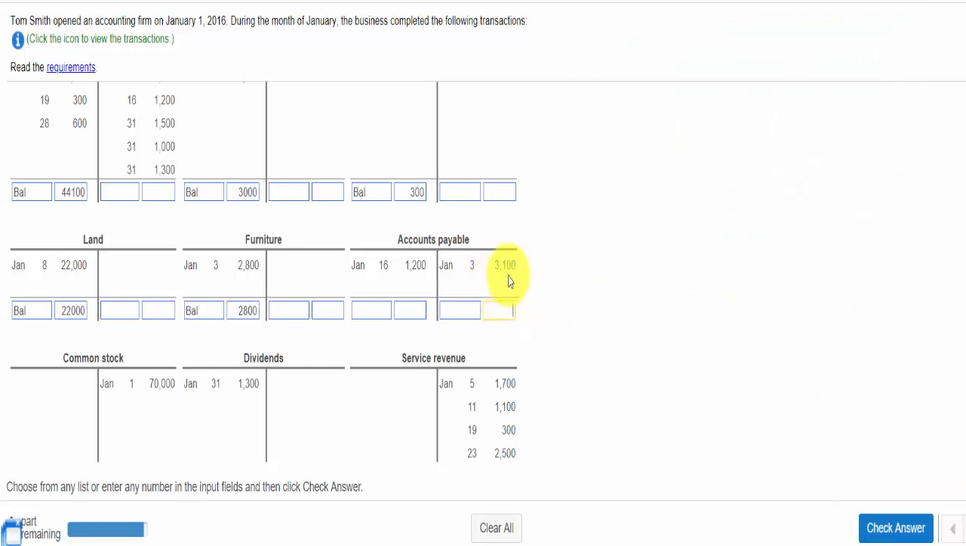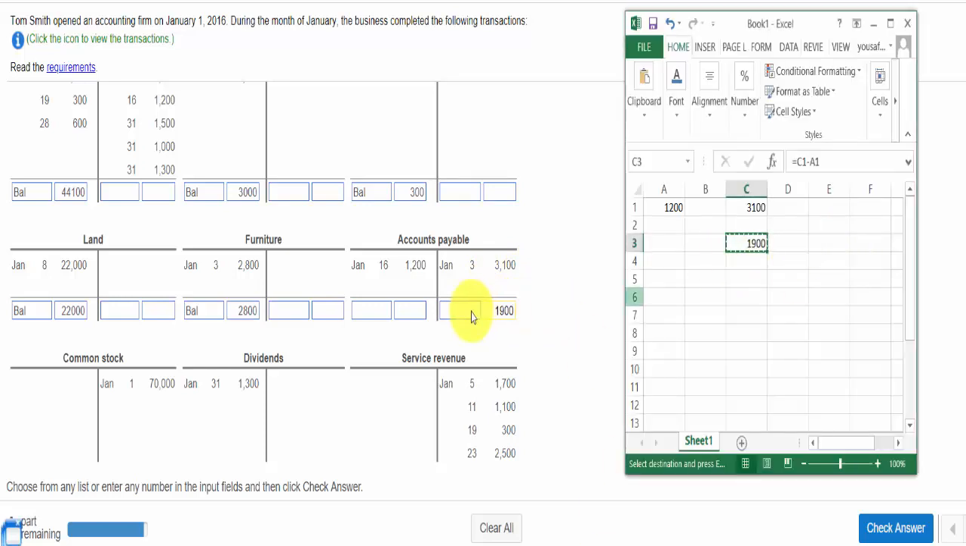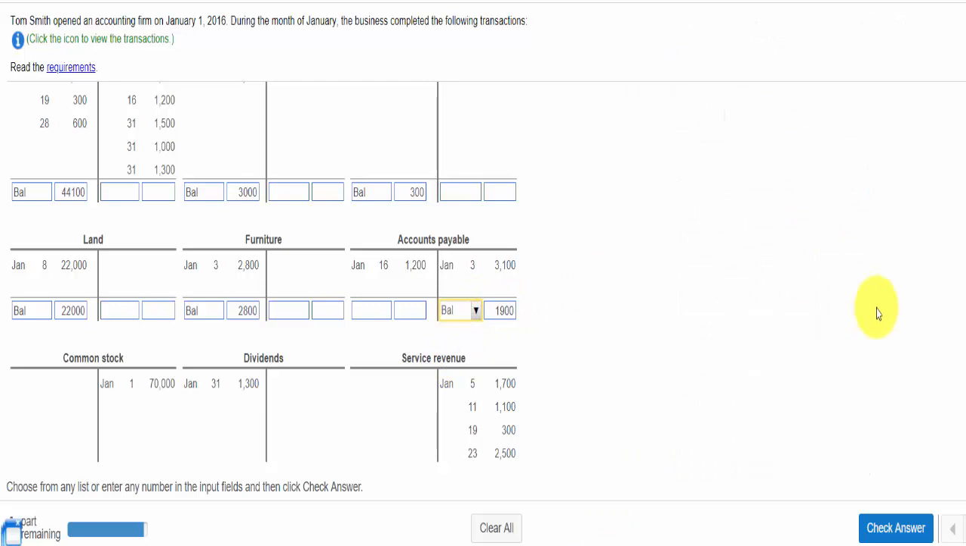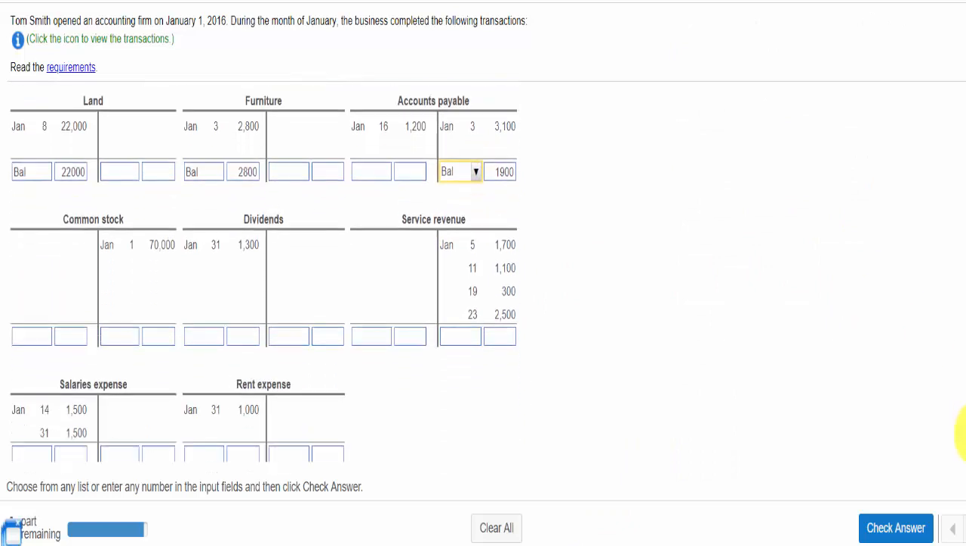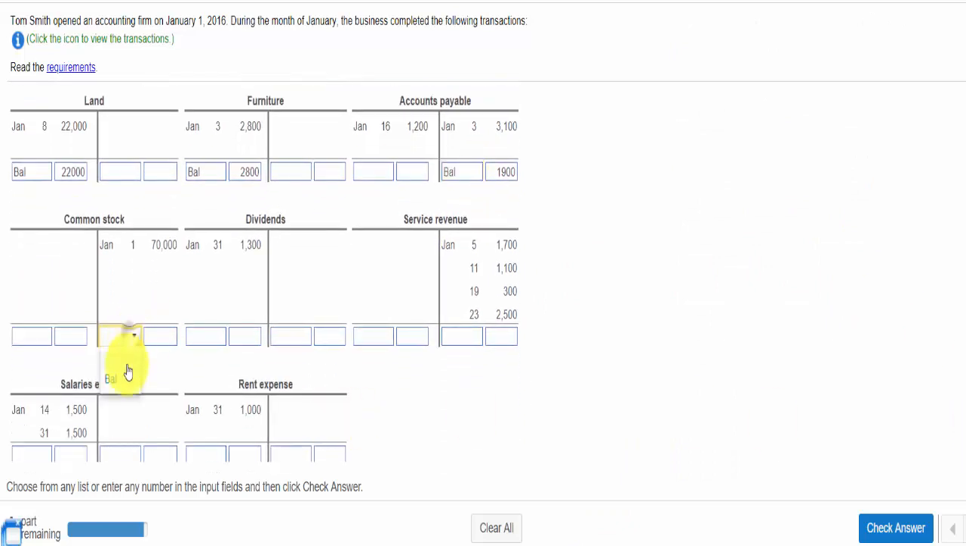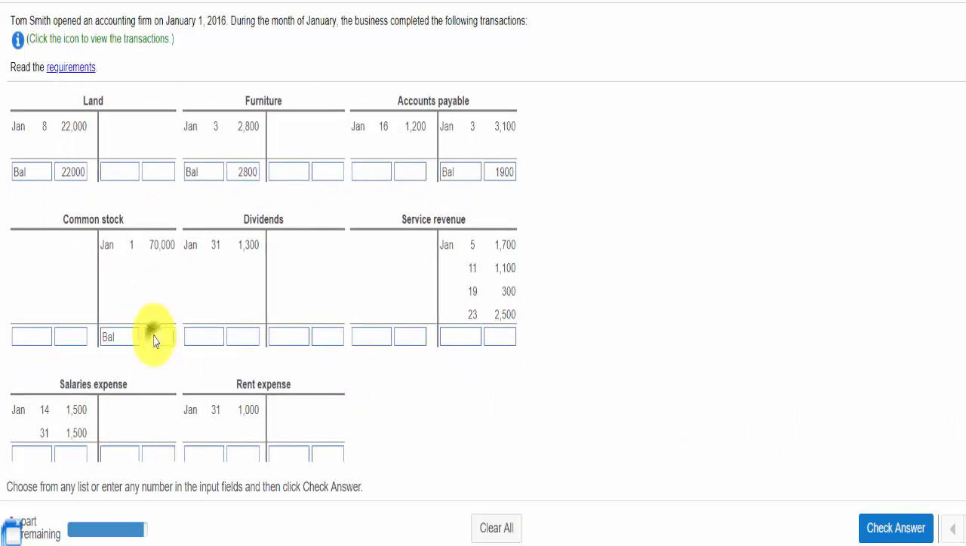Here the credit side is greater, so we will put the balance amount in the credit side. Here is only one entry, so the balance is 70,000. And for dividend, here is one entry, we will put the 1,300.